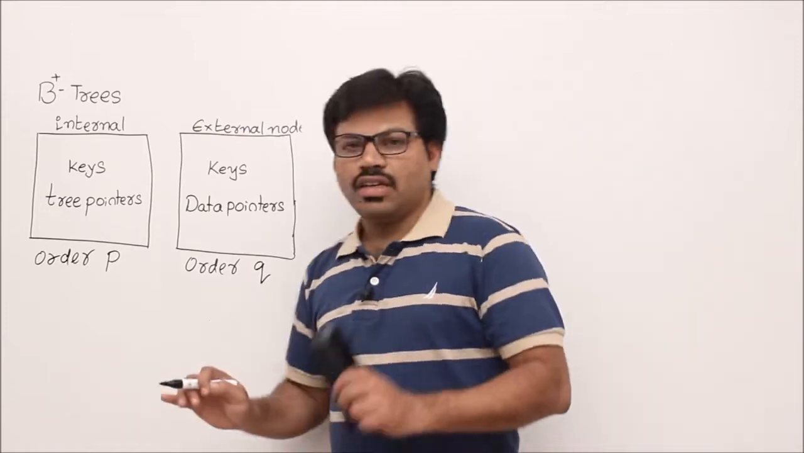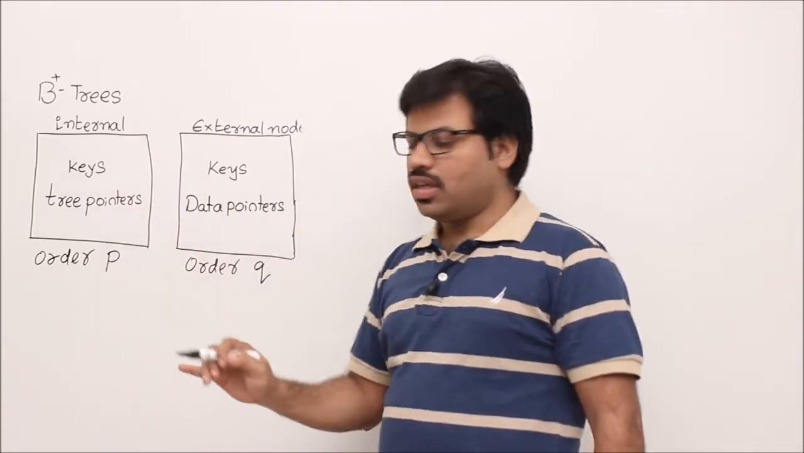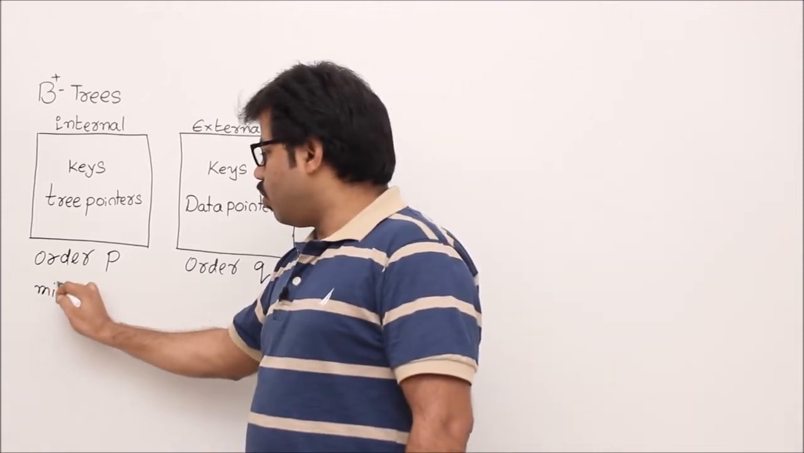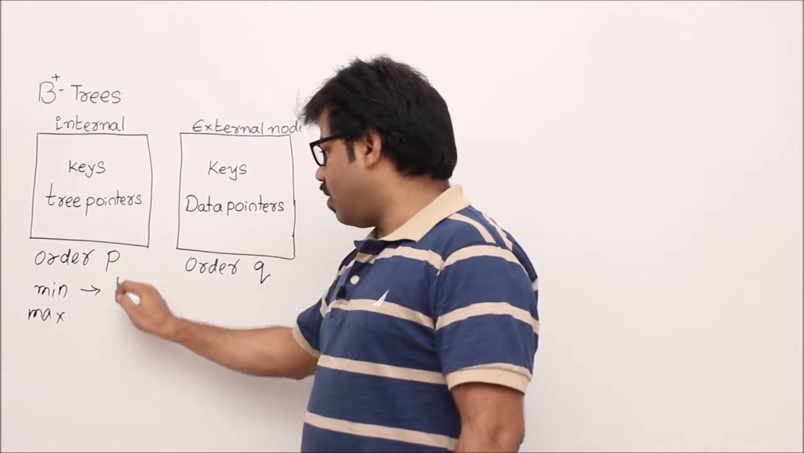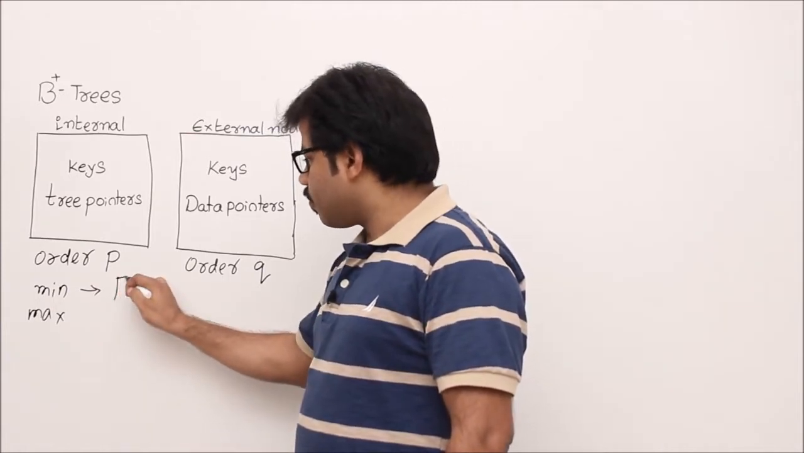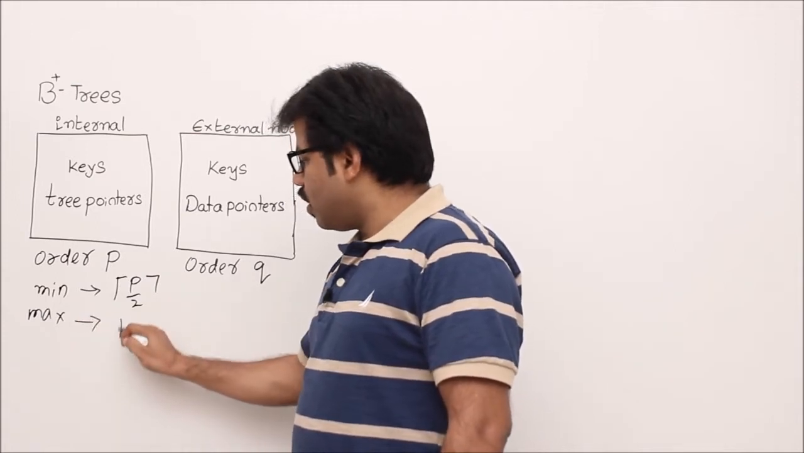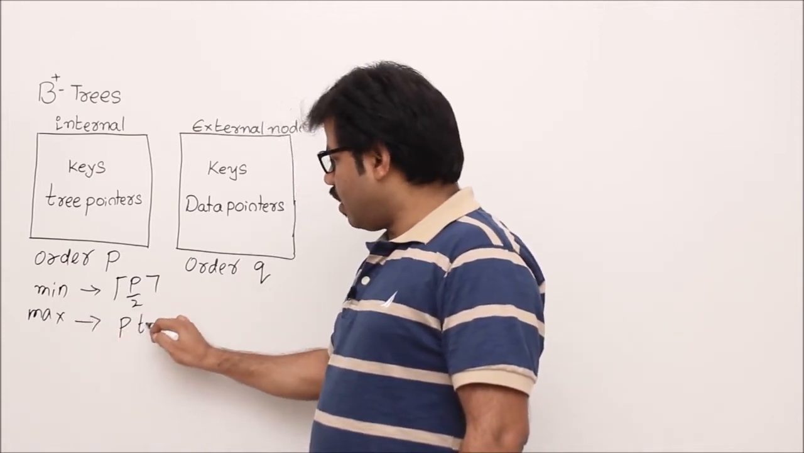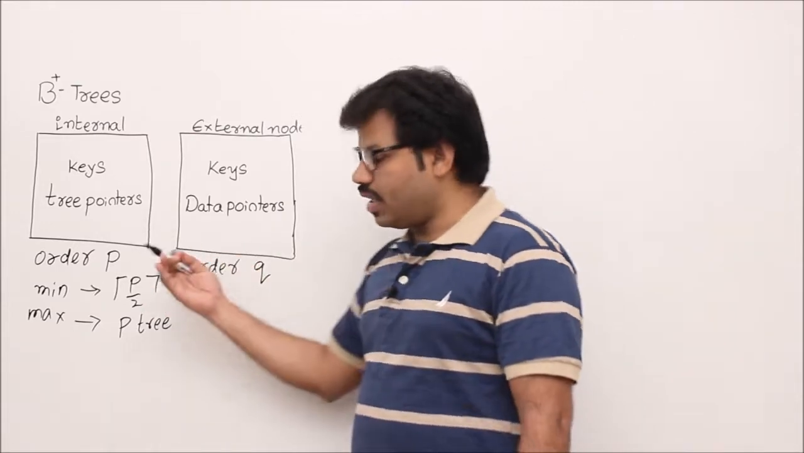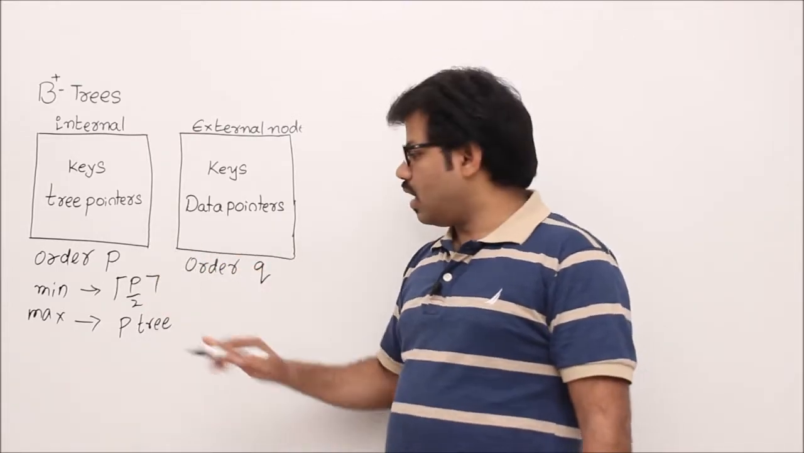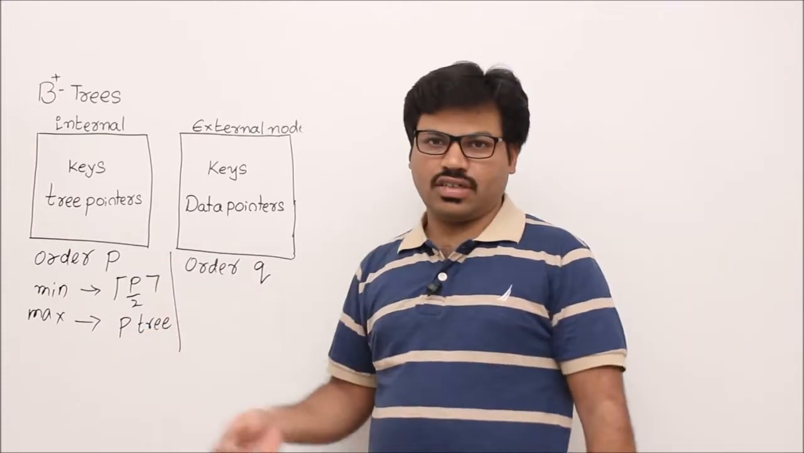Whenever I say my B plus tree has order P for internal nodes, then we should always bother about two things: one is the minimum condition, the second is the maximum condition. The minimum condition is like this: you have at least P by 2 tree pointers and at most P tree pointers. Remember it: P tree pointers, P by 2. Now if it comes to keys, P by 2 minus 1 keys and P minus 1 keys. That's obvious. It is similar to the B tree condition, right?